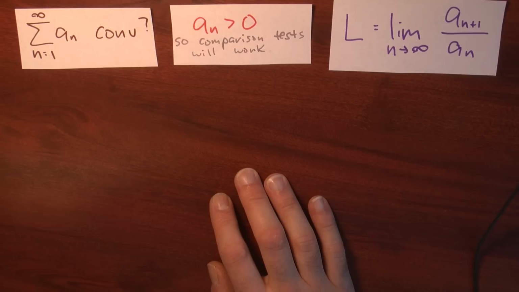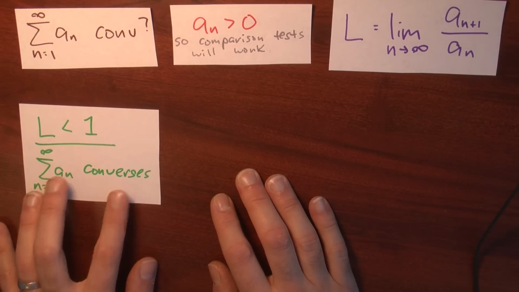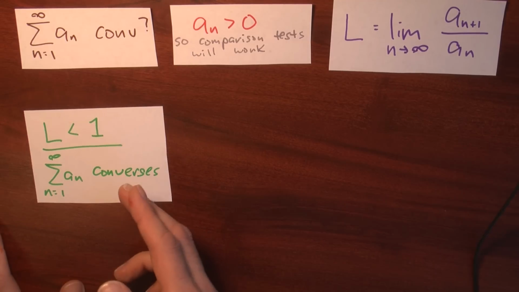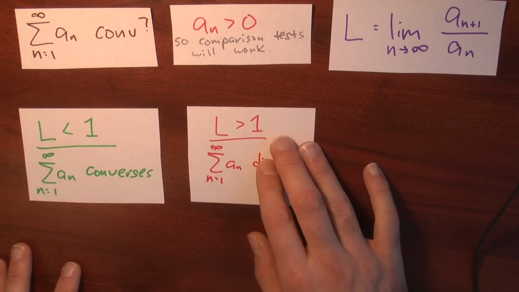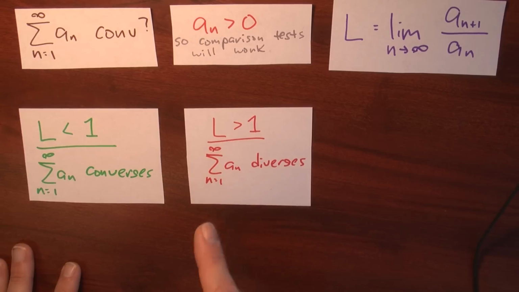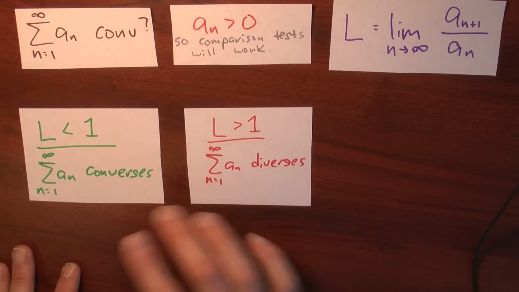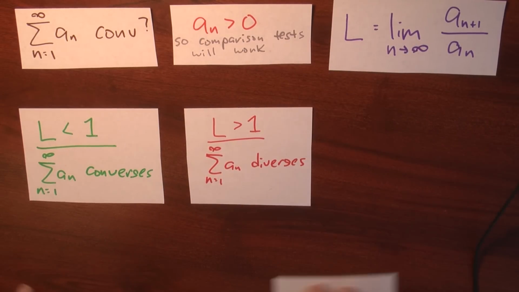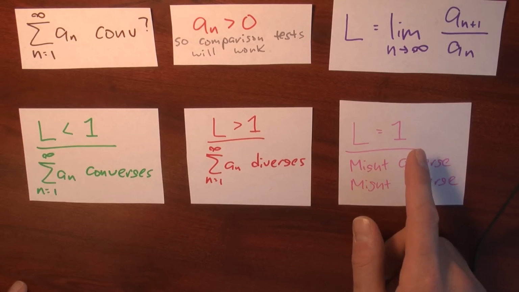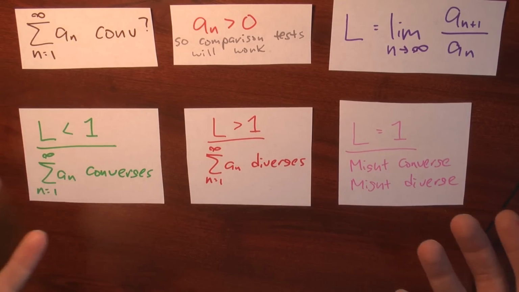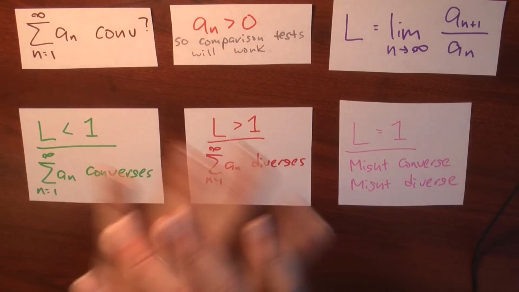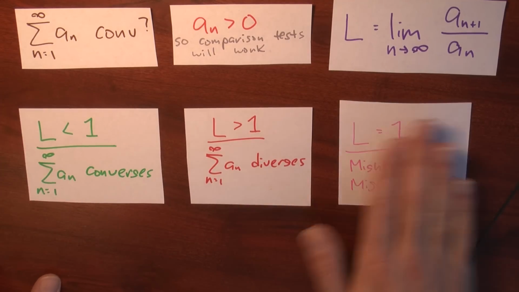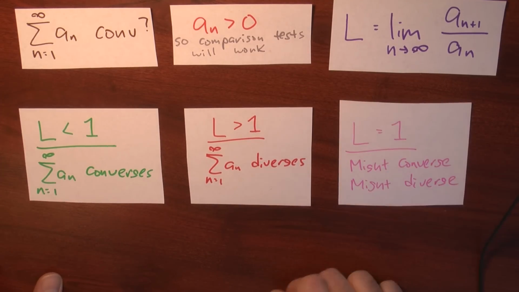Maybe that limit, maybe big L, is less than 1. And in that case, the ratio test says that the series converges. Maybe that limit is bigger than 1, in which case the ratio test says that the series diverges. And maybe that limit is equal to 1, in which case the ratio test is simply silent. It might converge, it might diverge, we just don't know. The ratio test doesn't tell us any information when L is equal to 1.